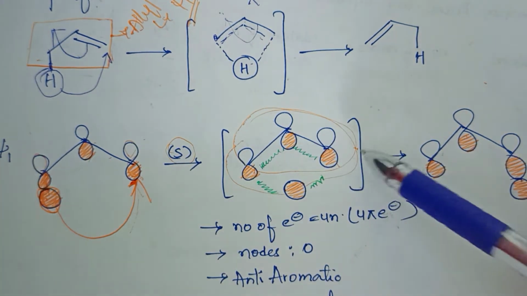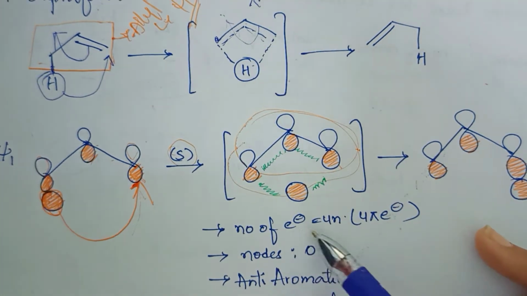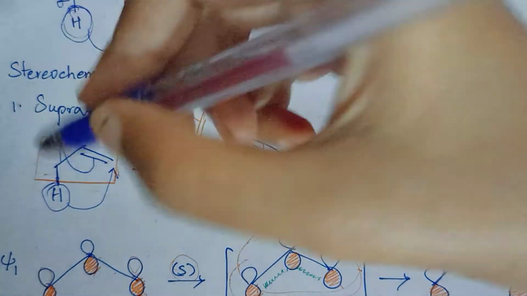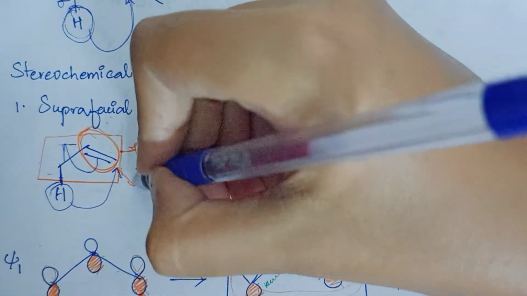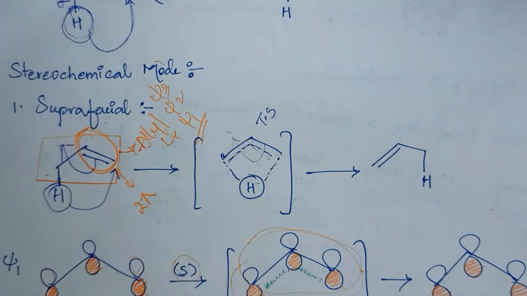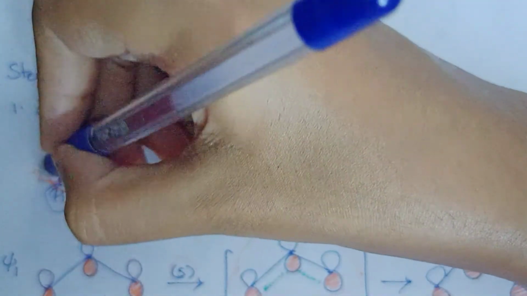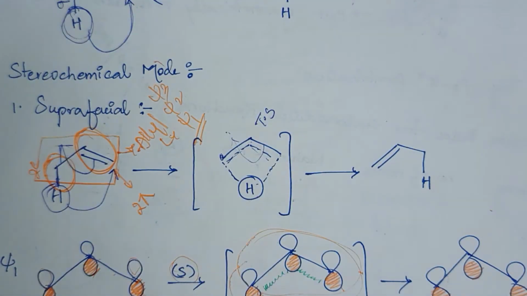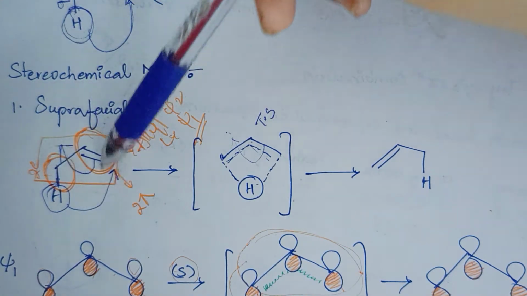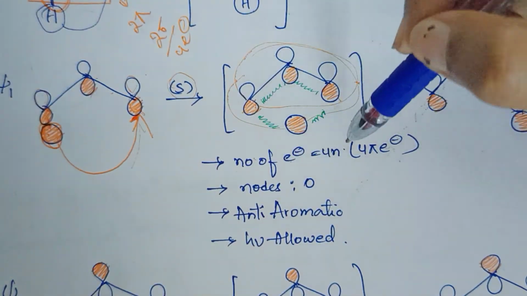Now for the transition state, if we count the number of electrons participating, how many electrons are participating when you see the system? Already 2 pi electrons are participating, and here 2 sigma electrons are migrating around the system. So I will be counting them as 2 sigma. Totally 4 electrons are participating. So here the number of electrons is 4.